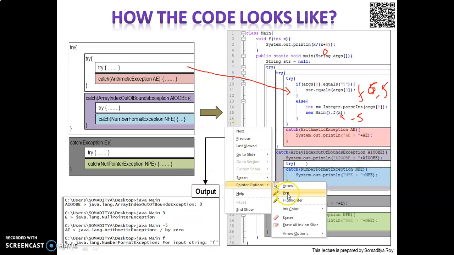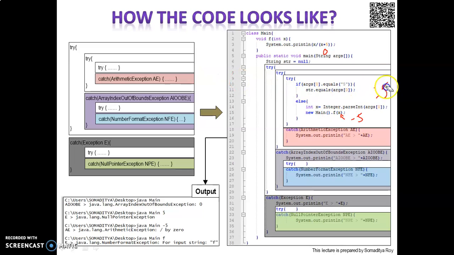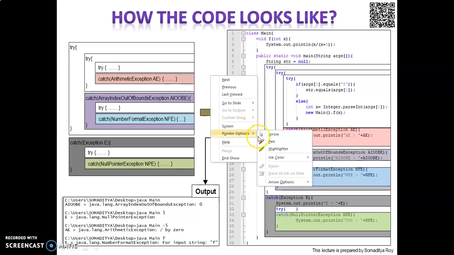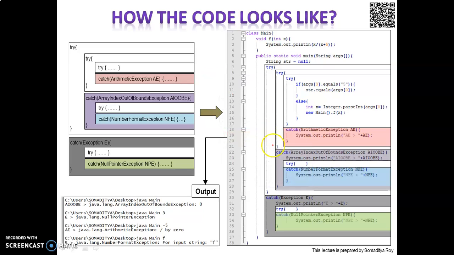Well, this is the output of that. Now let's look at which catch block is handling which exception at which point. When we call Java main, obviously we won't pass any value, so we have an array index out of bounds exception. At this line we have an exception, which is an array index out of bounds exception.